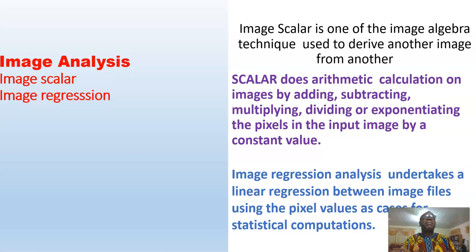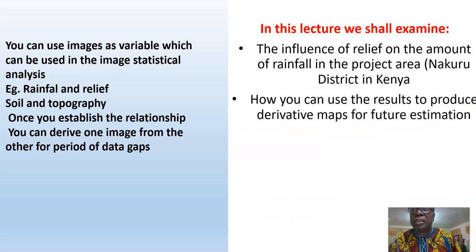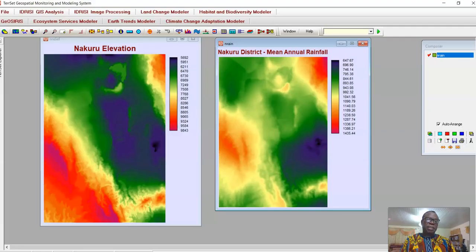Or if you have the temperature map and the relief map, you may want to look at the relationship between the temperature of a place and the relief. Or you may want to look at the pressure and the rainfall at a given time. So if you have the images of the two periods, you can do this kind of regression analysis. We are going to quickly look at how you can use it, and what you can do with it in the IDRISI environment. So we take us to the IDRISI environment.